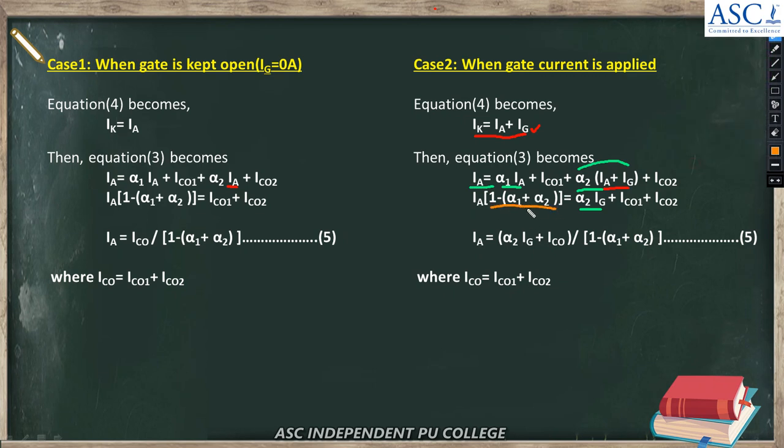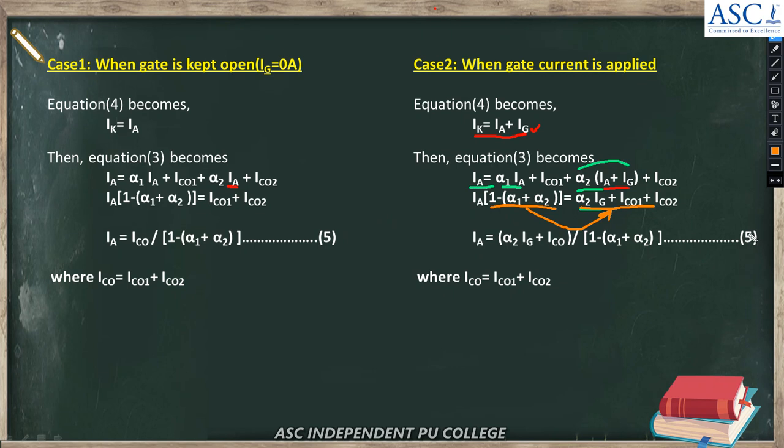Now consider all these terms one side, so take these terms to the other side. Then the equation becomes Ia equal to, this remains the same, alpha 2 Ig plus ICO. What is ICO? ICO1 plus ICO2. If we take this term to the other side, that becomes divide. That is alpha 2 Ig plus ICO divided by 1 minus of alpha 1 plus alpha 2. Call this equation 6.